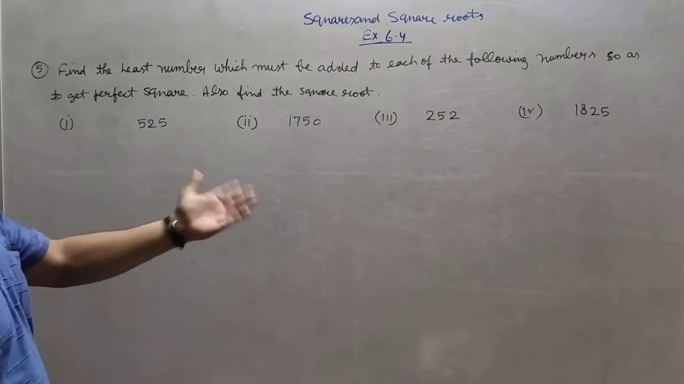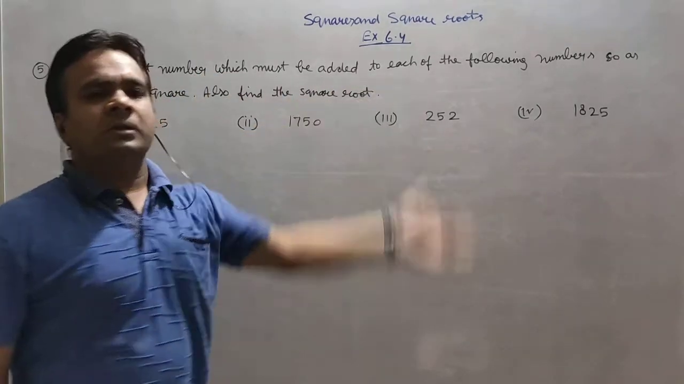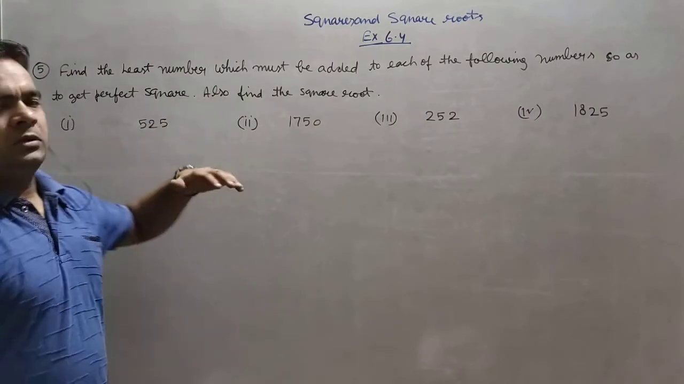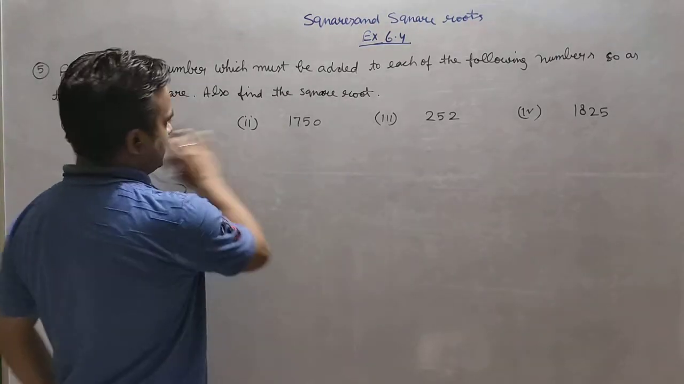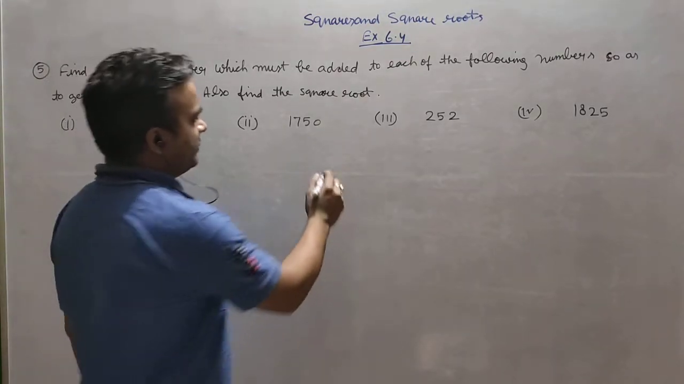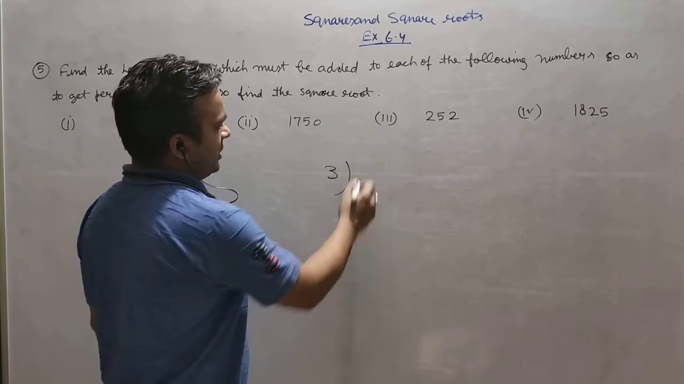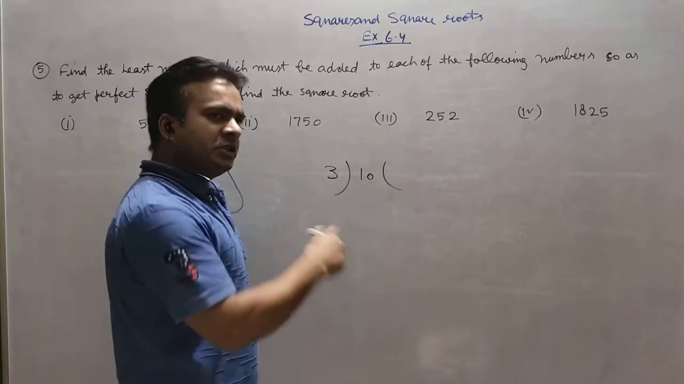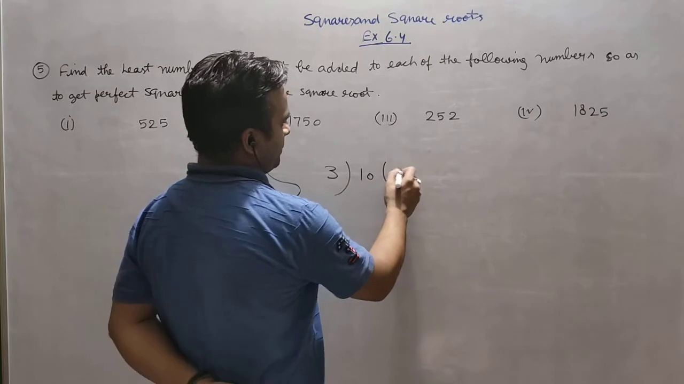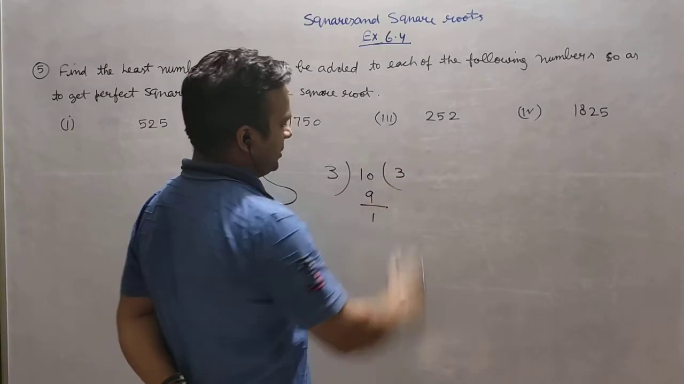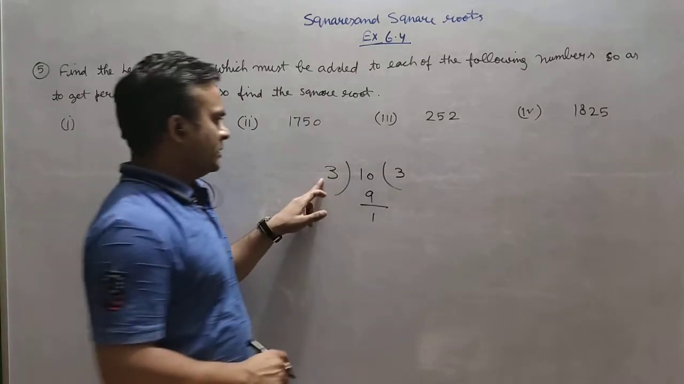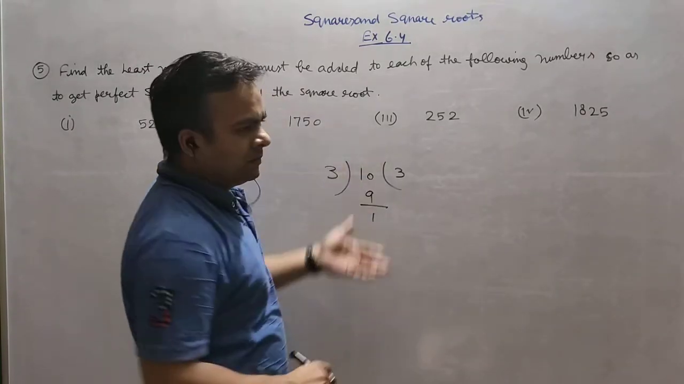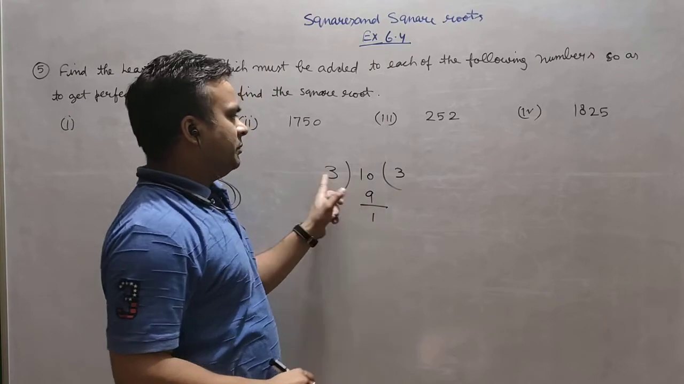In the previous sum we were trying to find what must be subtracted. Now here we are searching what must be added. Okay, now listen. Suppose I am not taking these examples. We will start with a small one. Suppose I am saying this is 10. I have taken this example in the previous video for subtraction also. 3 3s are 9. What is the remainder? 1. Now the question is, what must be added to this 10 so that it can be divisible by 3?